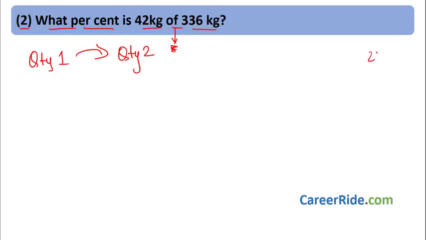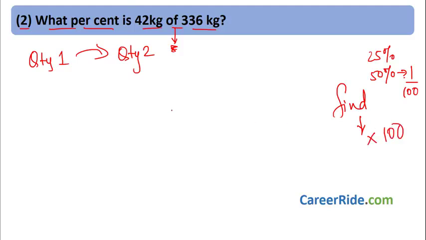Now generally when we have say 25% or 50%, what do we do? Percentage symbol means divide by 100, but here we want to find percent, right? There is no percentage given. We want to find percent. When we want to find percent, we multiply by 100. So let's have 100 over here, multiplication.